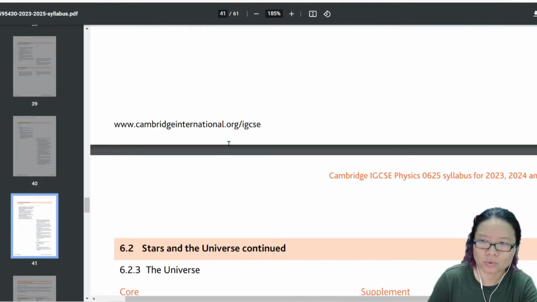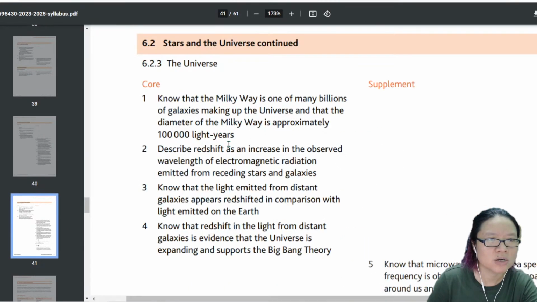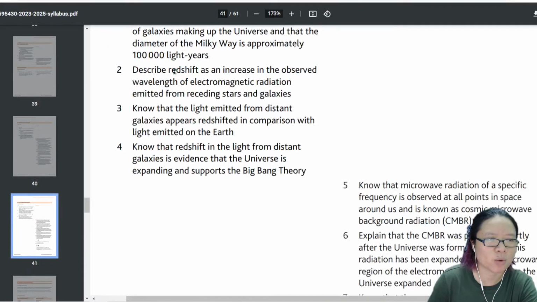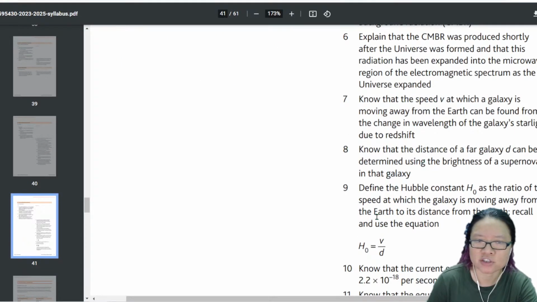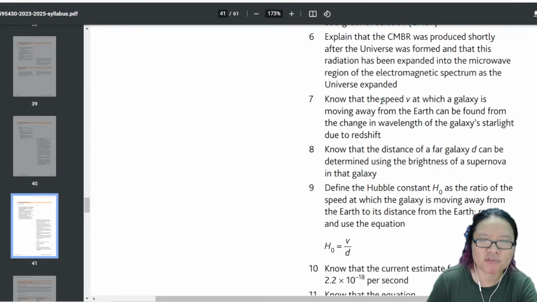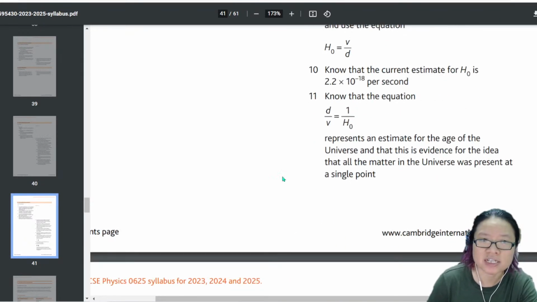That's why I need to know what's going on in the other syllabus. So we will talk about Milky Way and what is redshift and stuff like that. The CMBR is also already part of IGCSE. So there is some overlap between what we'll do today and what is in IG.